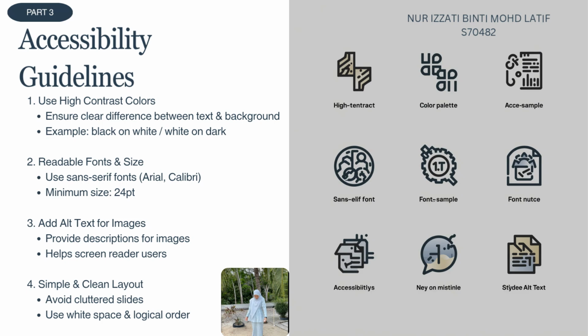Next, we should include alternative text or ALT text for images. This allows screen readers to describe the visual to users who cannot see them. Finally, keeping the layout simple and clean is essential to avoid overwhelming the audience and to maintain focus on the main message. In conclusion, applying these guidelines will make our presentation more clear, inclusive, and effective for all audiences.